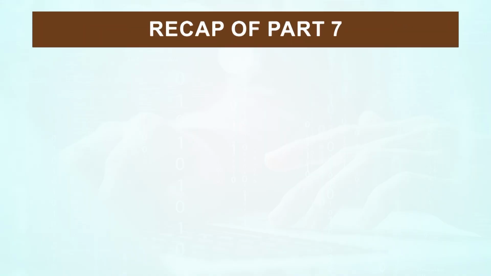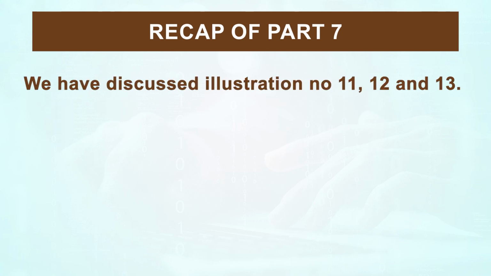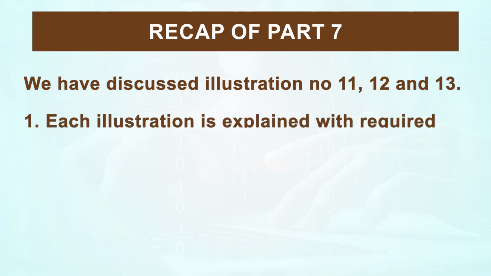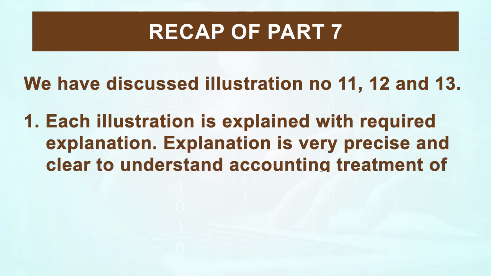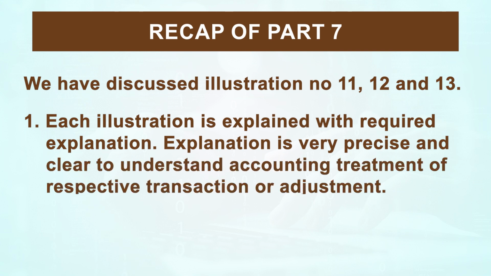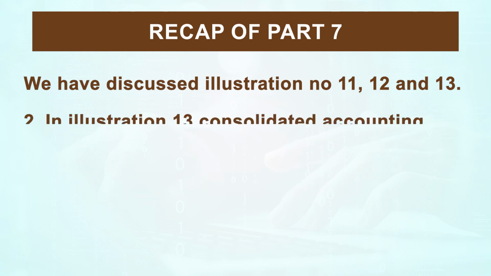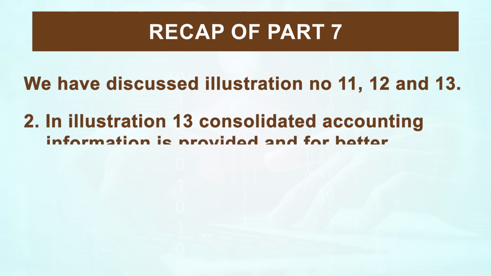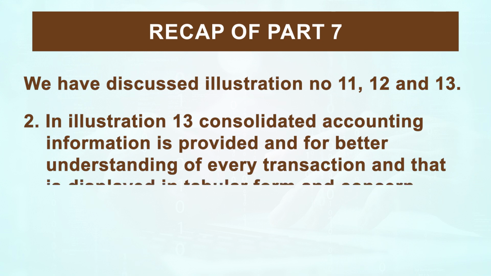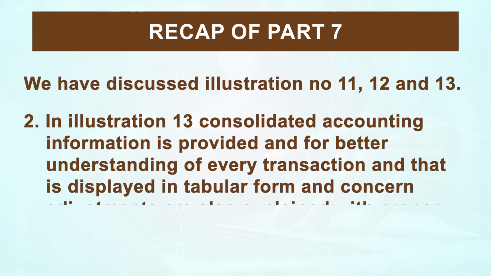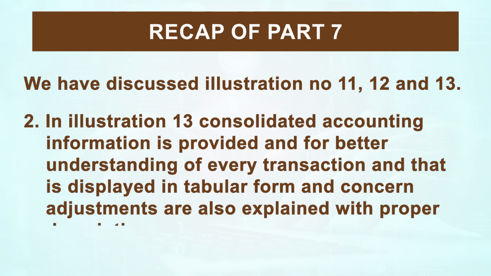See students, in part 7 we have discussed illustration number 11, 12 and 13. Each illustration is explained with required explanation. Explanation is very precise and clear to understand accounting treatment of respective transactions or adjustments. Again, in illustration 13, consolidated accounting information is provided, and for better understanding of every transaction, this is displayed in tabular form, and concerned adjustments are also explained with proper description.